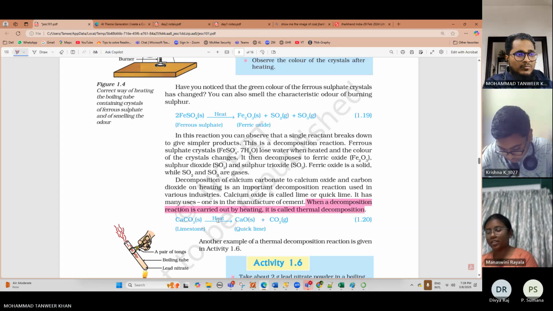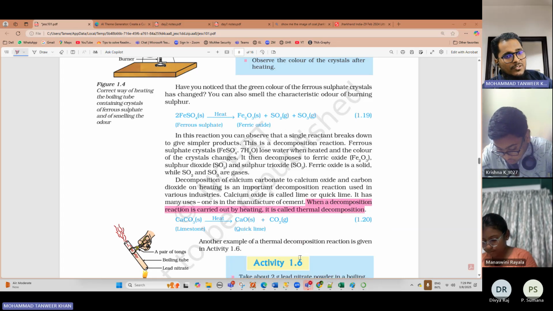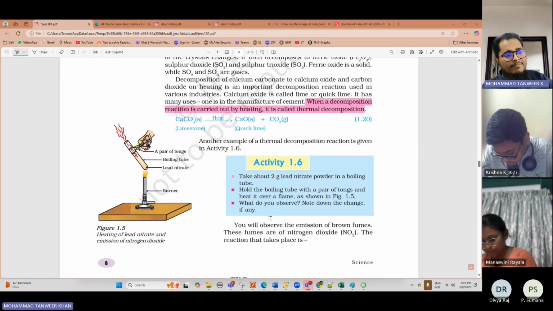Got it? And you have to remember here this limestone means CaCO3, calcium carbonate is your limestone here. This is clear? Okay. So now are you understanding?